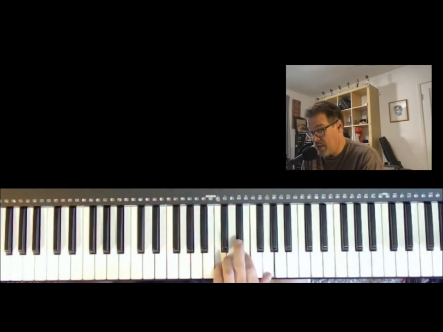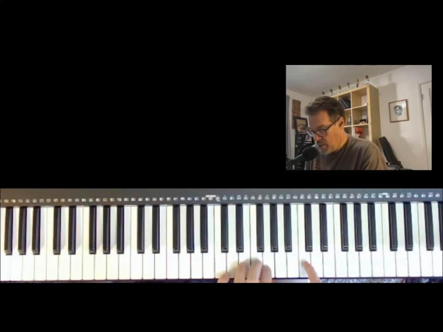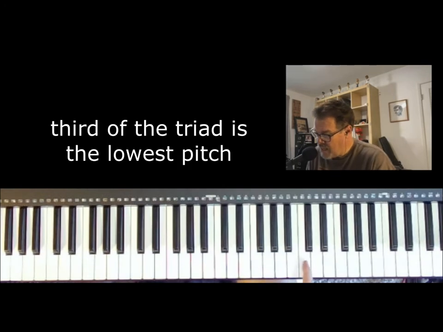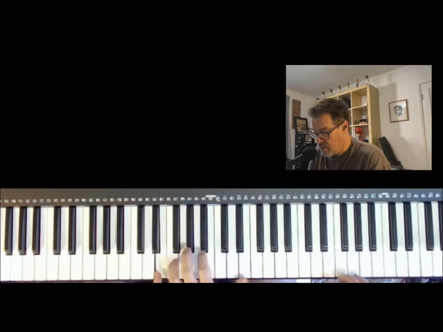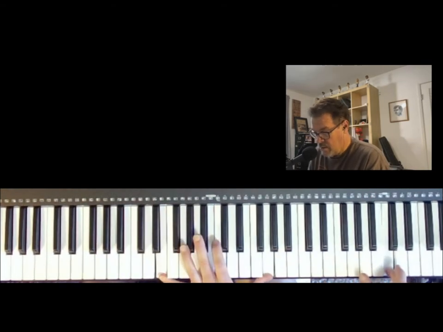There are the 2 basic inversions. The first basic inversion is called the first inversion, and that is when the third is on the bottom. So if we take this C, move it up an octave, now we have the third on the bottom. Instead of 1, 3, 5, now we have 3, 5, 1. With the third on the bottom, whether it's this, that is a first inversion C major triad.